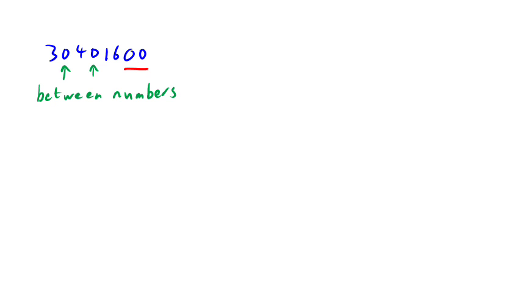Okay, let's look at some more examples. Here's a big number. And let's have a look at what that means. Now, here's a rule you need to understand. This 0 and this 0, they're between other numbers. But these two at the end here, they're not between the numbers, so we would call those placeholders.